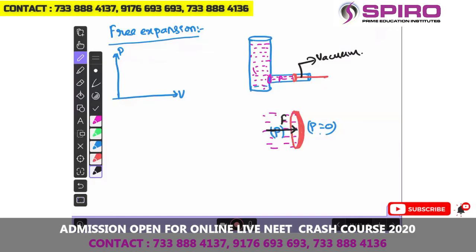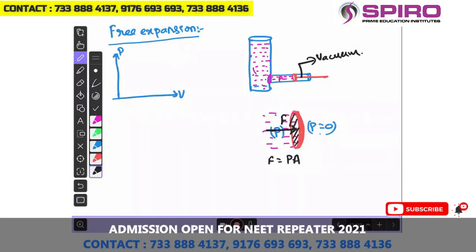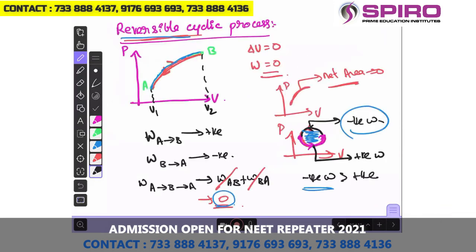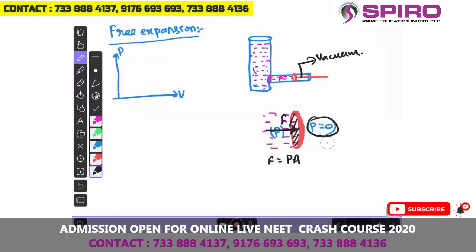The force is given by F equal to pressure into area of cross section. Whatever the area of the disc is, that is the area of cross section A. F equal to P into A is the force that is exerted from left to right. But so far as the right side is concerned, there was no pressure. That's why in this direction the force was completely 0.